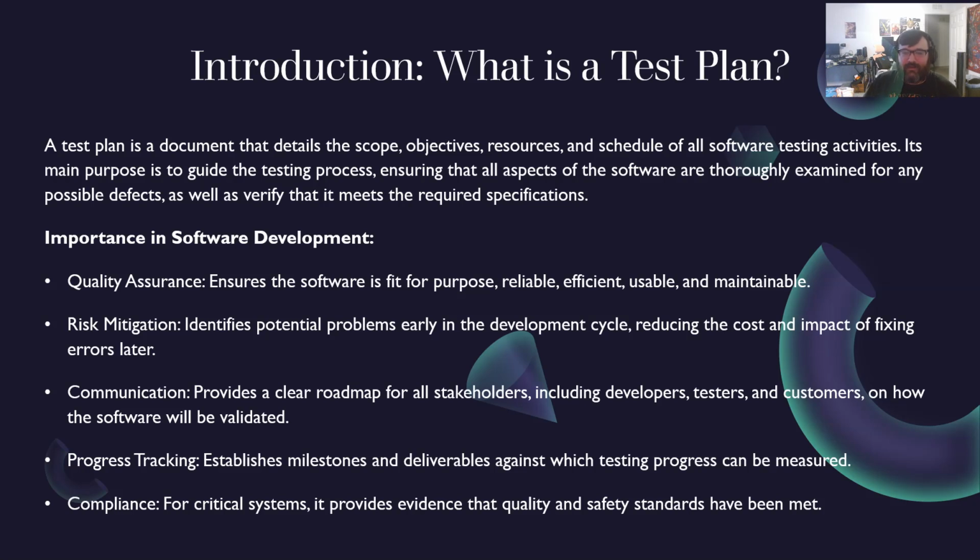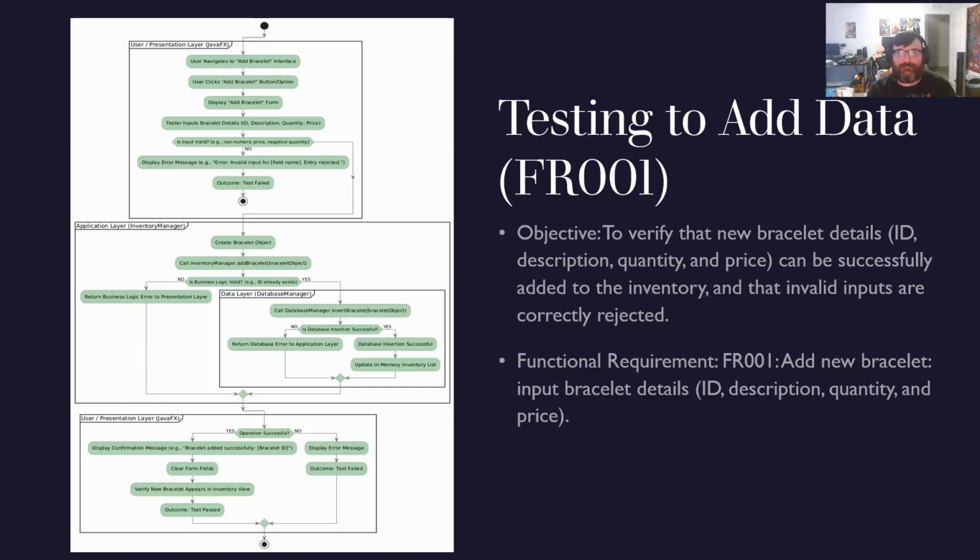It also provides a clear roadmap for all stakeholders, developers, testers, and customers on how the software is going to run and should behave. It establishes milestones and deliverables. That way we can track how the progress of that software is coming along. And then for compliance, we want to make sure that all critical systems provide evidence that quality standards are being met, as well as safety standards.